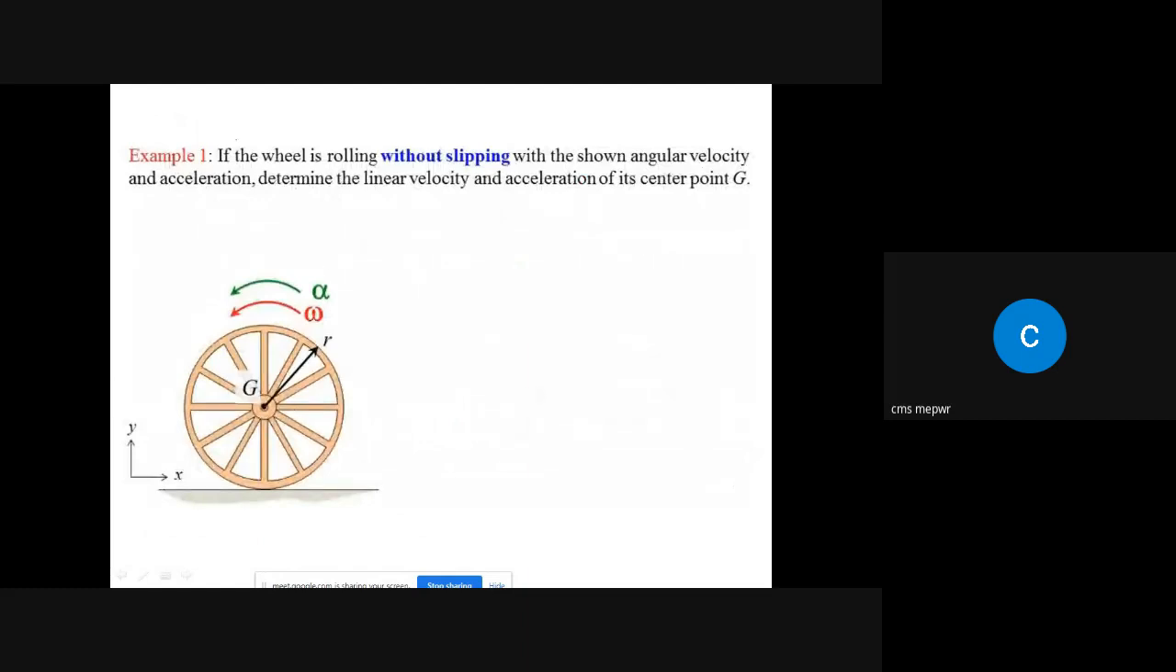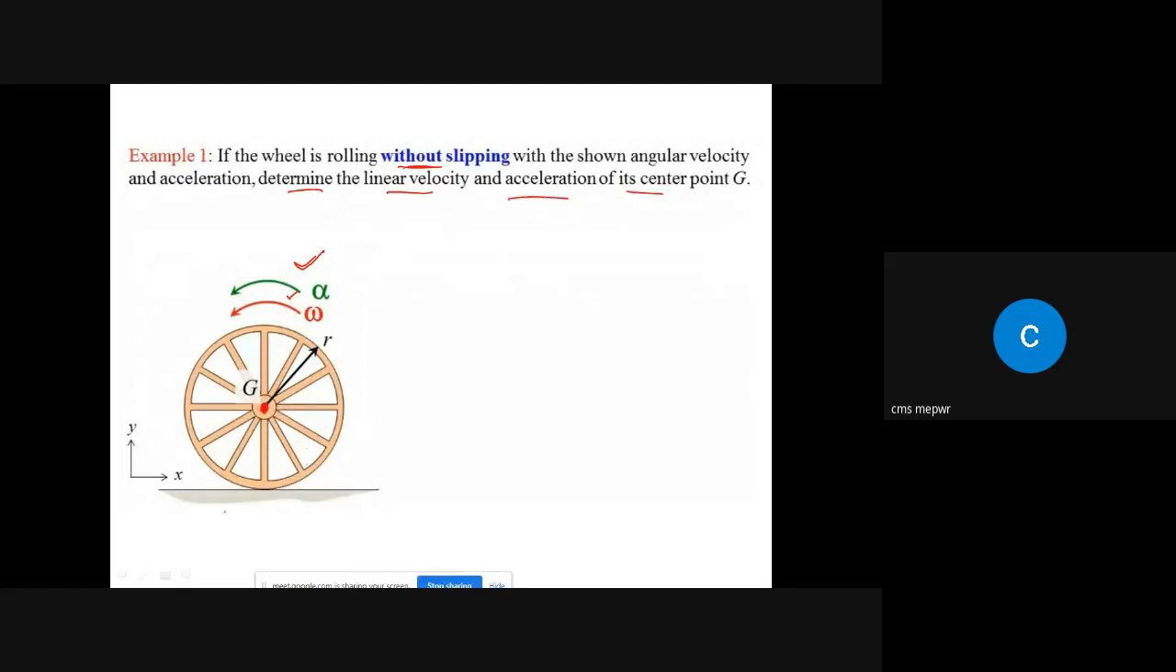So what they are asking here: the wheel is rolling without slippage, with the shown angular velocity and angular acceleration. Determine the linear velocity and acceleration of its center point G. Linear velocity and acceleration of this center point.